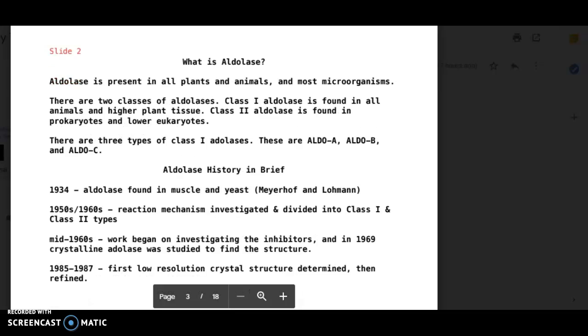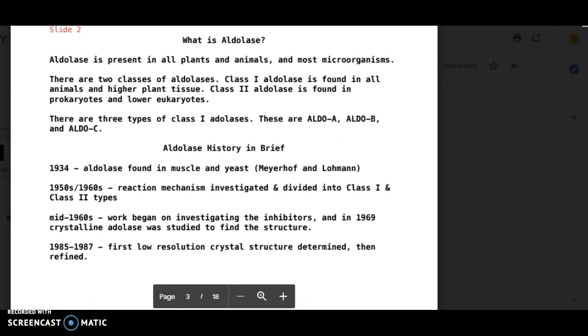So actually, what is aldolase? Aldolase is present in all animal and plant tissues and in most microorganisms. Class 1 aldolase, found in animal and higher plant tissue, is characterized by the lack of requirement for a bivalent metal cofactor. Class 2 aldolase, found only in prokaryotes and lower eukaryotes, requires this bivalent metal cofactor. There are three types of Class 1 aldolases. Type A, which is a major form, is found in the muscles. Type B is in liver and kidneys, and type C is in the brain.